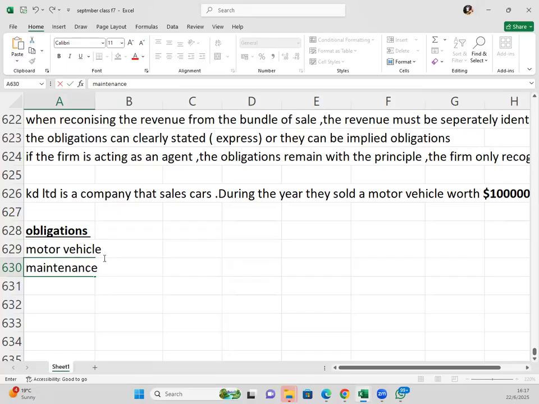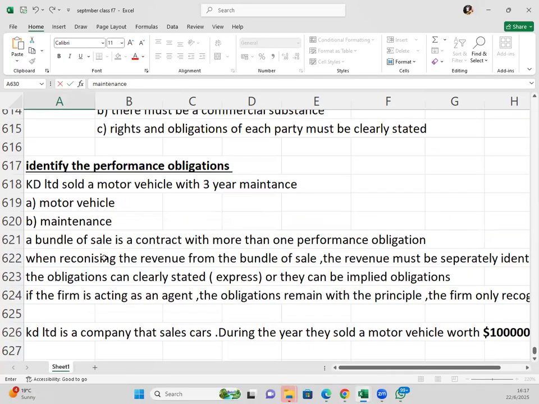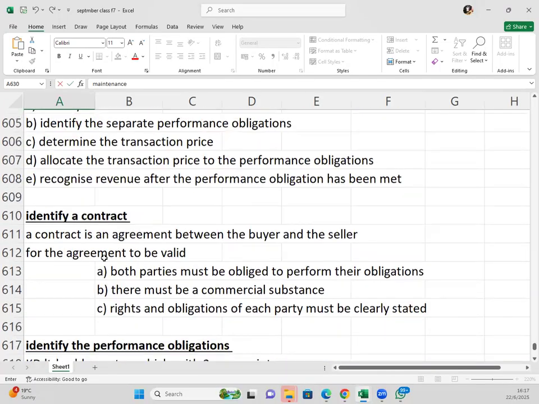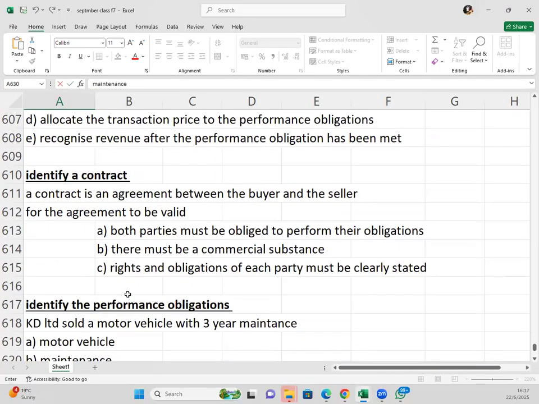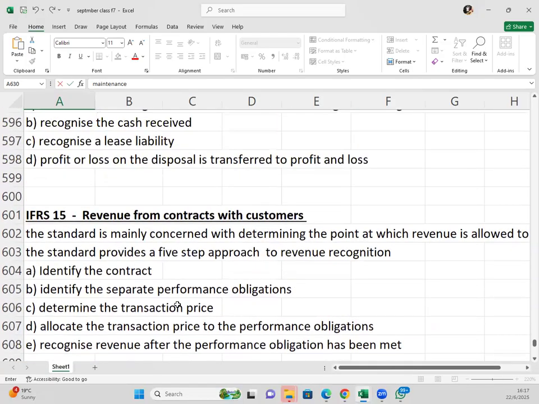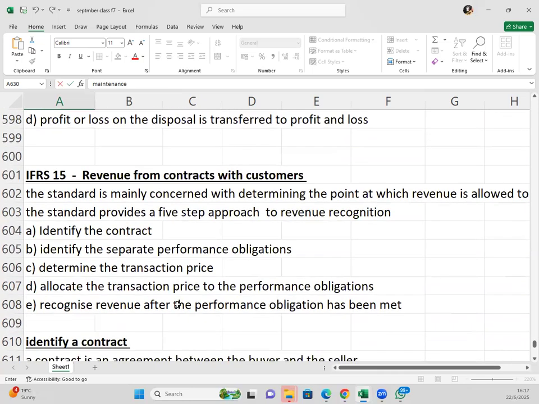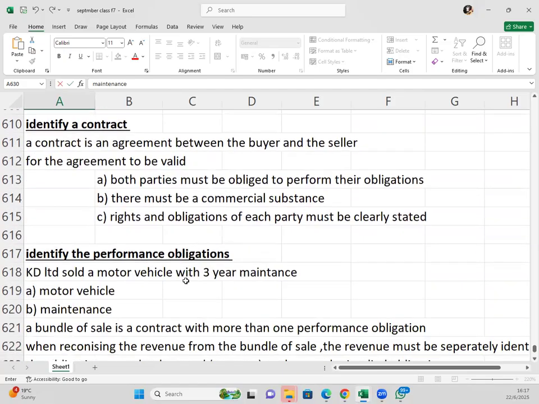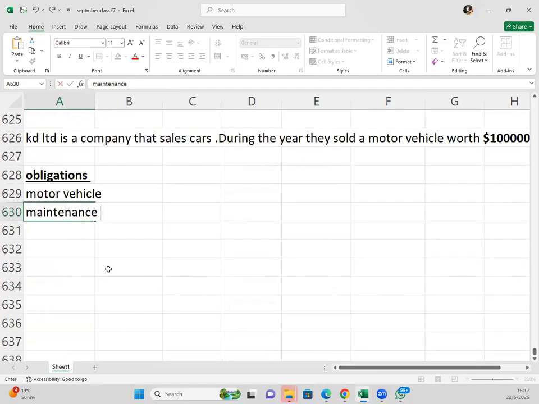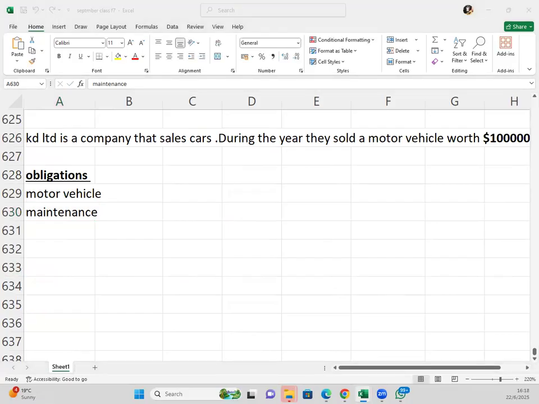Let's move on. I will be using this example as we move. So we are on step number 2, identify the performance obligations. So we have identified our performance obligations. Then determine the transaction price. That is step number 3, determining the transaction price.